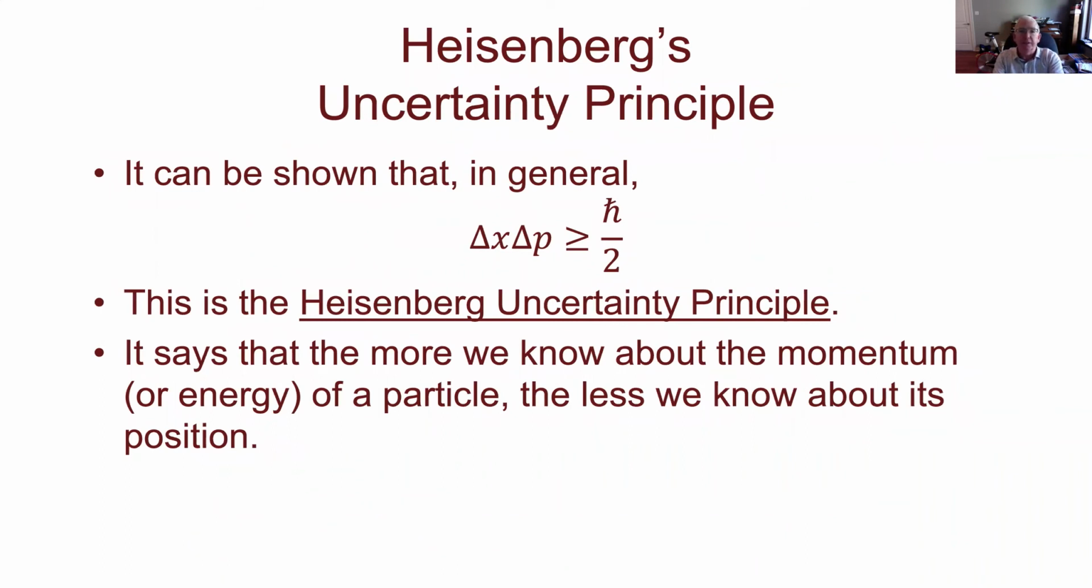Which says, it's written here in terms of position and momentum for a one-dimensional problem because that's the easiest case, delta x times delta p, where delta x is the uncertainty in position, delta p is the uncertainty in momentum. The product of those two things has to be at least as large as h bar over 2. Okay, and what that does is it says the more you know about the momentum or the energy of a particle, the less you know about its position. Okay, you could flip that and say the more you know about position, the less you know about momentum.